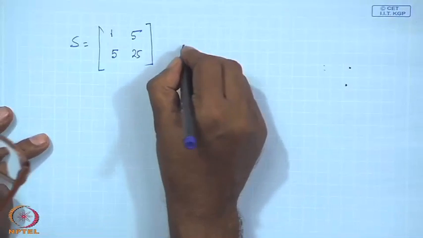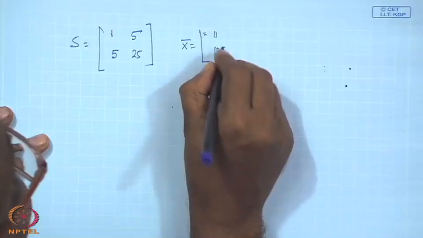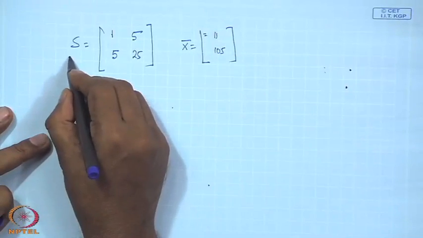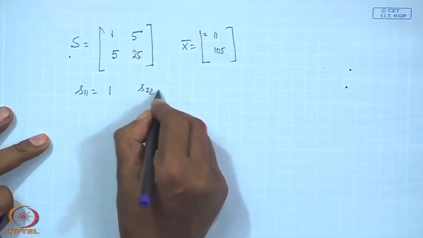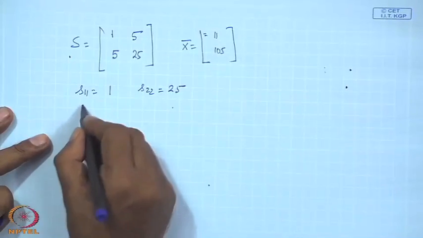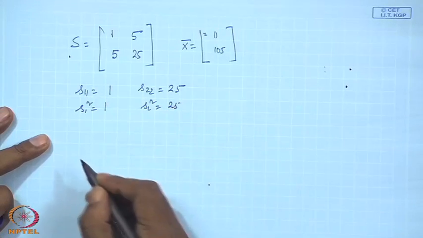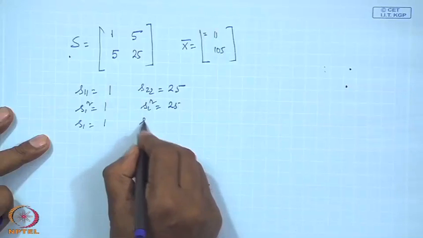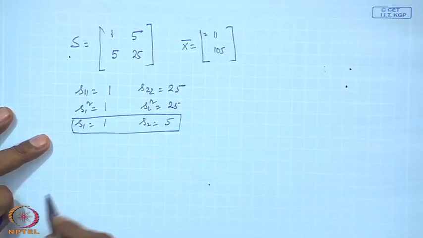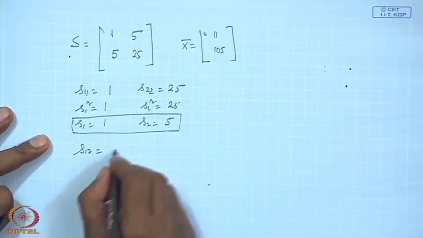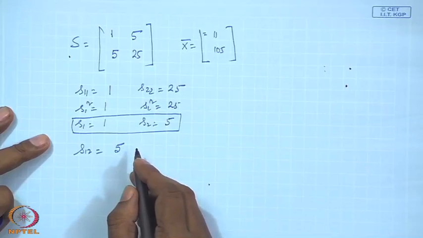So, you have already computed x bar, which is your 11 105, and your S is this. That means s11 is 1, s22 is 25. What does it mean? S1 square equals 1 and S2 square equals 25. So S1 equals 1, S2 equals 5, that is the standard deviation in both cases, and s12, which is 5, is the covariance between x1 and x2.